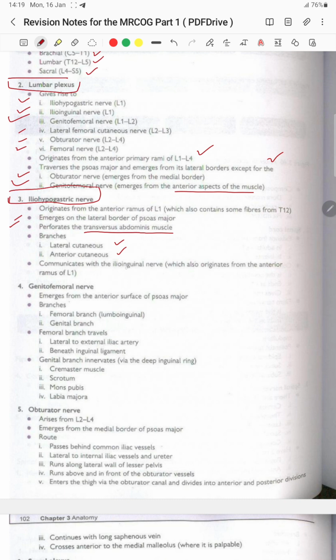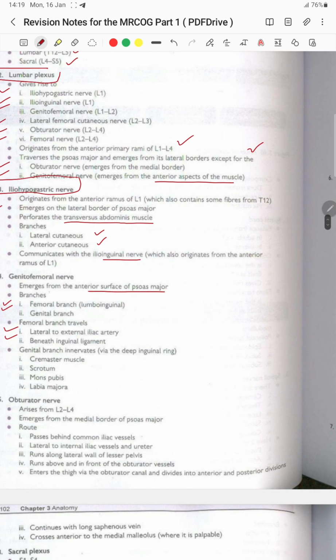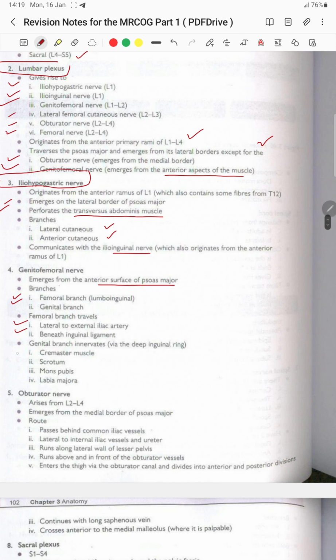The communications with the ilioinguinal nerve, which also originates from the anterior rami of L1, and the genitofemoral nerve emerges from the anterior surface of the psoas major. The genitofemoral nerve has a femoral branch and a genital branch. The femoral branch travels lateral to the external iliac artery, beneath the inguinal ligament. The genital branch innervates, via the inguinal ring, the cremaster muscle, the scrotum, mons pubis, and labia majora.